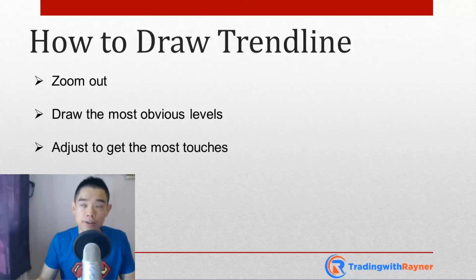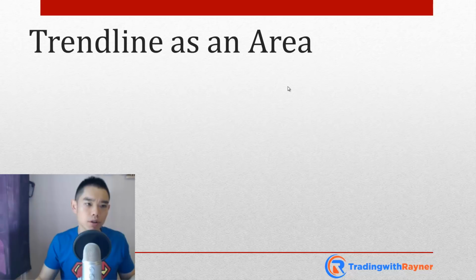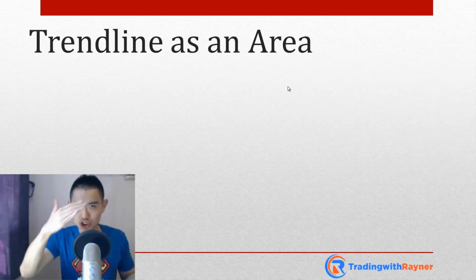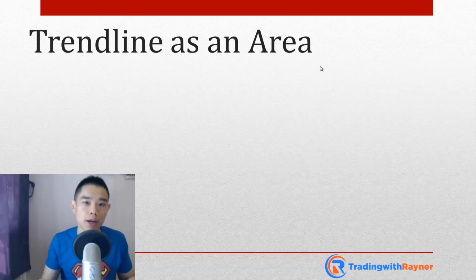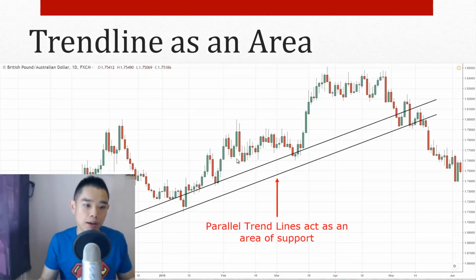One thing to note, again, is that a trend line is an area. Although there's the word line over there, you don't want to treat it as a straight line in the sand, black or white. No, it's an area. So what you can do to treat it as such is draw 2 parallel lines like this. For example, you go back to the earlier example that we have done.